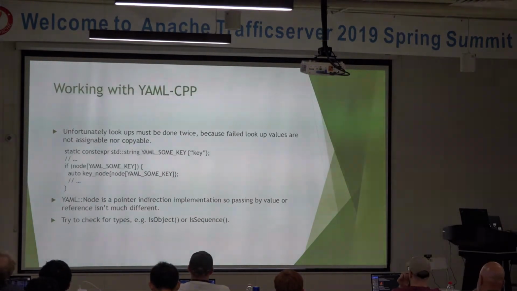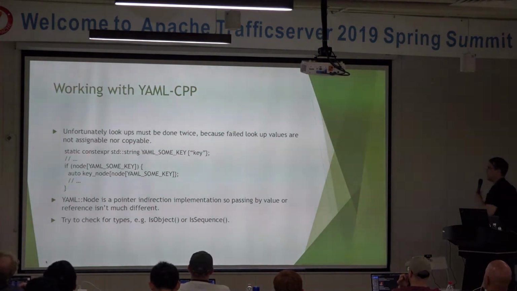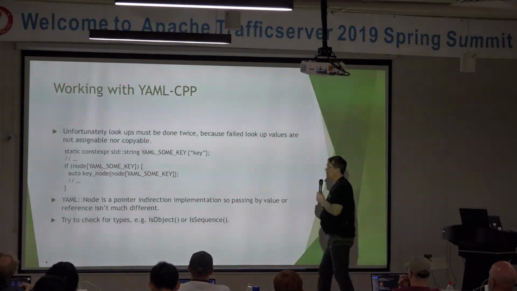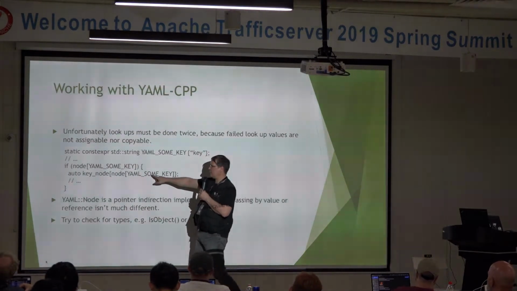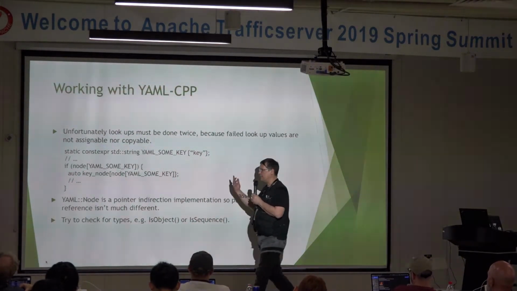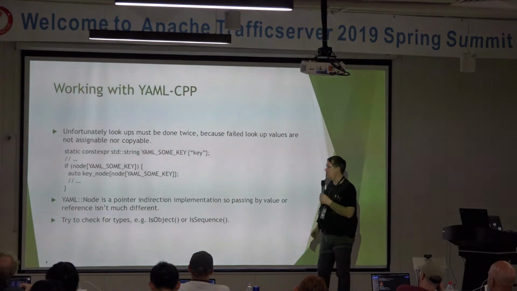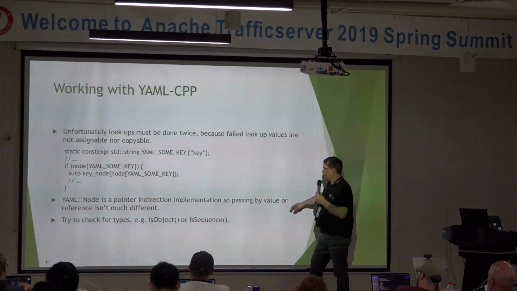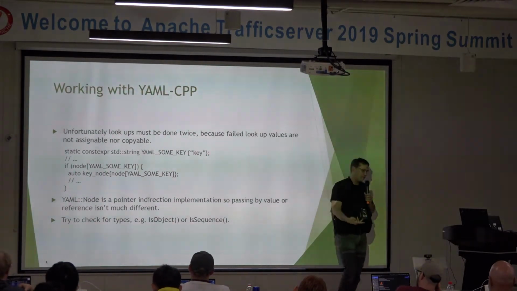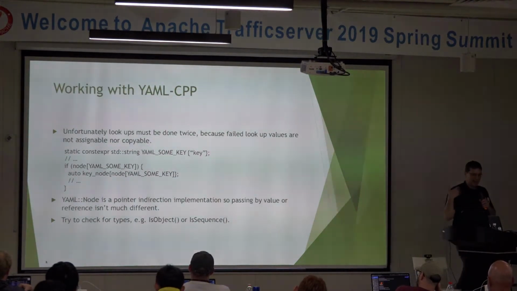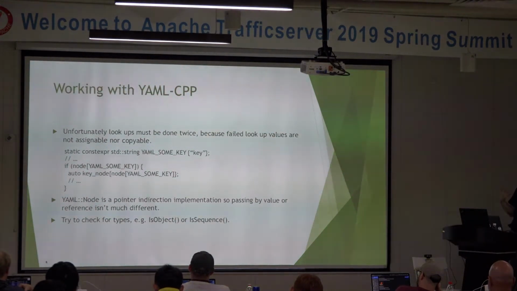So we're using YAML-CPP as our library. Unfortunately, because of the way it's written, you have to do annoying things like this. There's really no good way around it. Learn to live with it. Now, the YAML node is actually a reference pointer implementation, so there's not a lot of difference between passing them by reference and passing them by value. Effectively, it's a smart pointer. So it's a little cheaper to pass by reference, but it's really trivial in the scheme of things, so I wouldn't worry about it a whole lot.